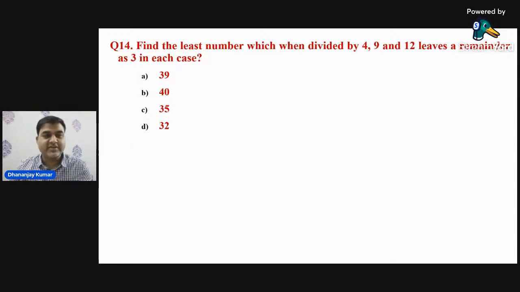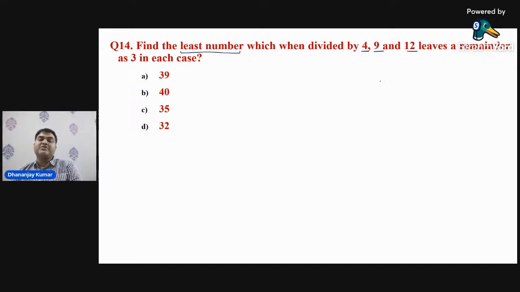So guys, once again, the question is the same. Find the least number which when divided by 4, 9 and 12 leaves a remainder of 3 in each case, right? This is the question. So what we will have to do using LCM, how to give the answer in the easiest method wherein you do not lose a lot of time. Just try to understand: least number. They are asking for the least number which when divided by 4, 9 and 12.